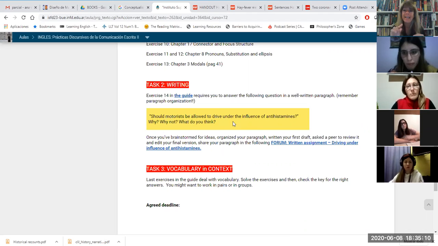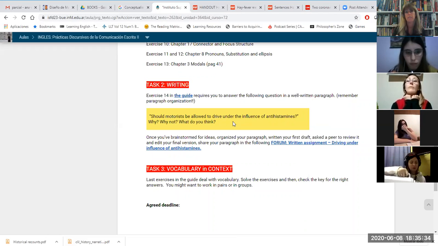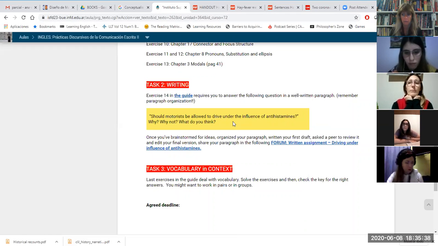You need to pay attention to paragraph organization. And when I say paragraph organization, I'm talking about topic sentences, sub-ideas, and supporting material. Remember, this is something that you saw in first year and in second year too with me, right? In first year with Euge, right? Paragraph organization. Where are you going to place the topic sentence? Where are you going to place the sub-ideas? What about the supporting material? Okay? Now, this is one issue that you need to take into account.